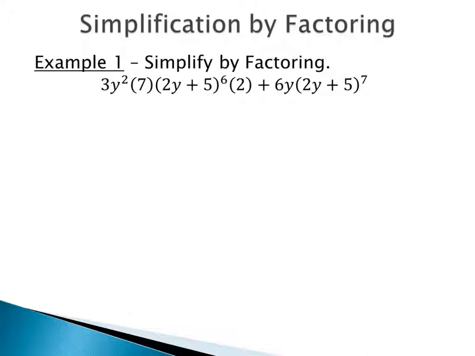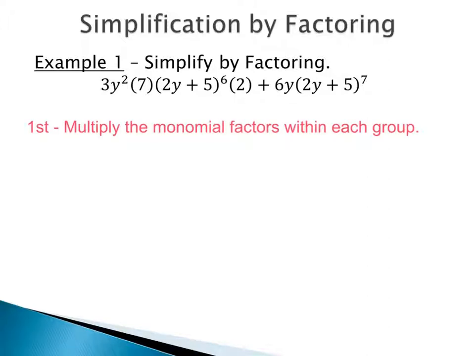Our first step is we want to multiply the monomial factors within each group. So we have two groups, remember, separated by that plus. We have this first piece, which is that 3y squared times 7 times (2y plus 5) to the 6th times 2. And then the second piece, which would just be the 6y times (2y plus 5) to the 7th.